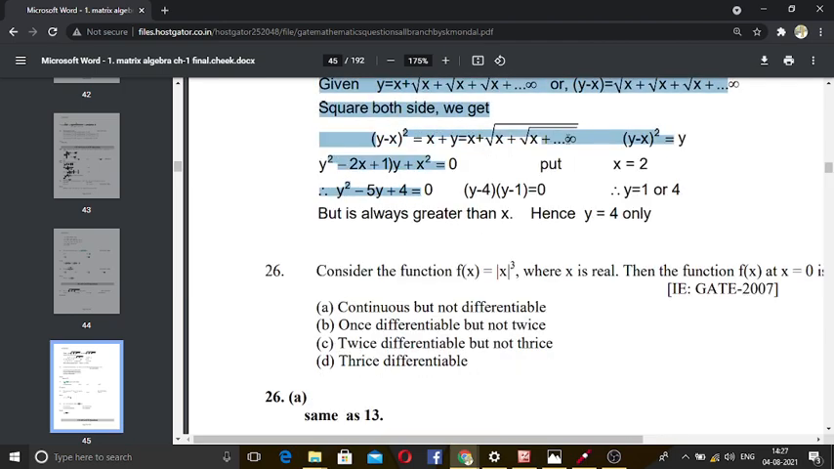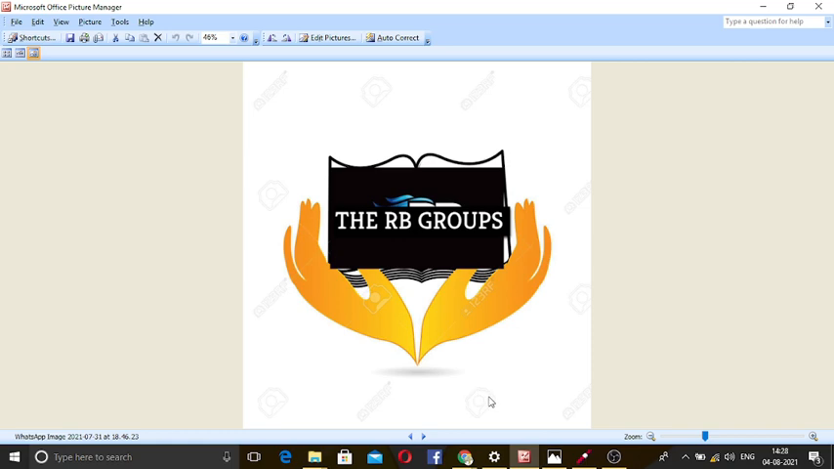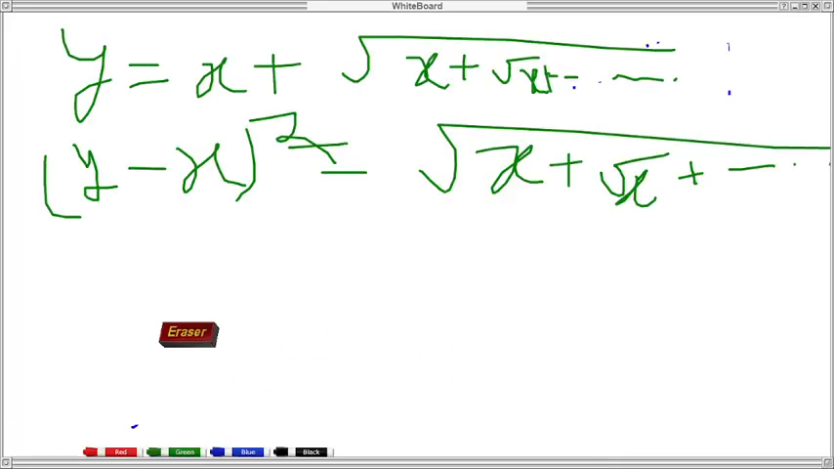So squaring both sides, y minus x whole square is x plus root under x plus dot dot infinity, and the value will be x plus y, that means this value becomes y, so x plus y is equal to y. So simply you can tackle it by the quadratic form, then put the value of x equal to 2, and this will be the equation, and this is your answer. So the answer is 4.